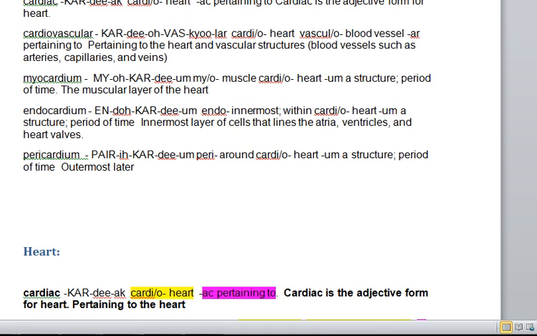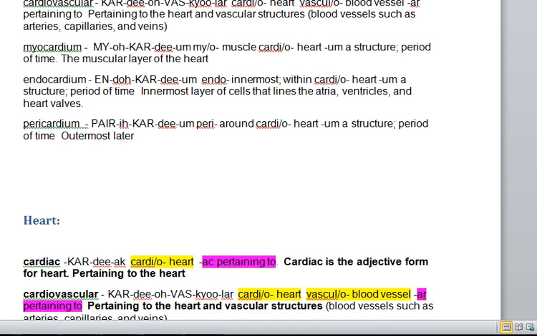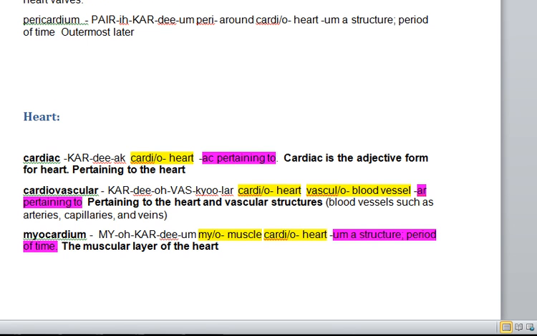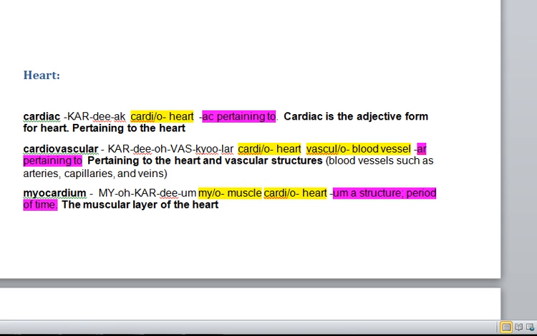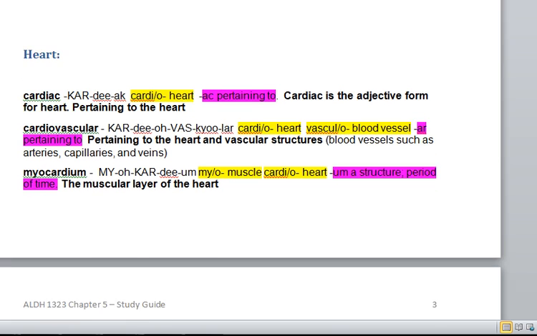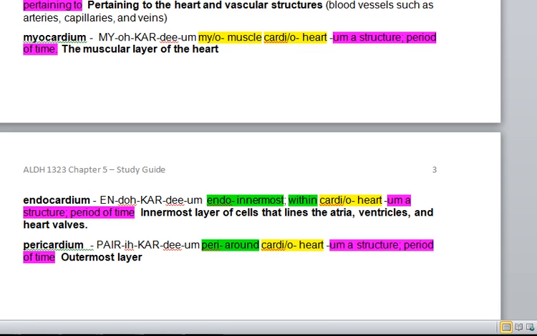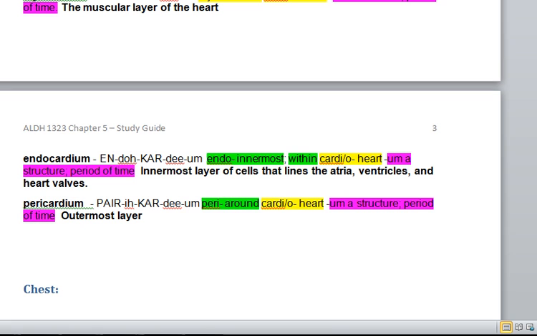So pretty quickly I can look at these and say cardiac means pertaining to the heart, cardiovascular means pertaining to the heart and the vascular structures. Myocardium means the muscular layer of the heart. Endocardium means the innermost layer of cells that line the heart, and pericardium means the outside layer of the heart. Once I have that done, I know that I'm ready to go on to the next section.